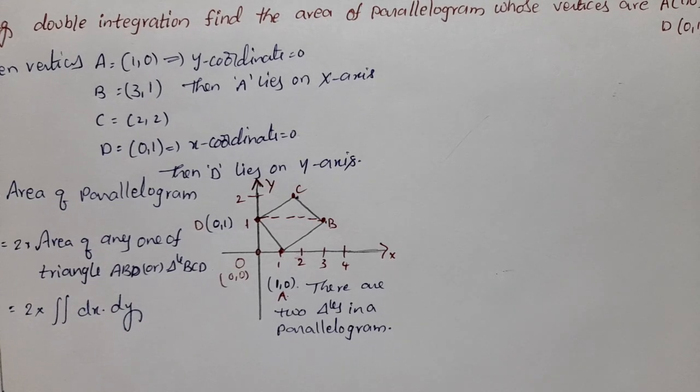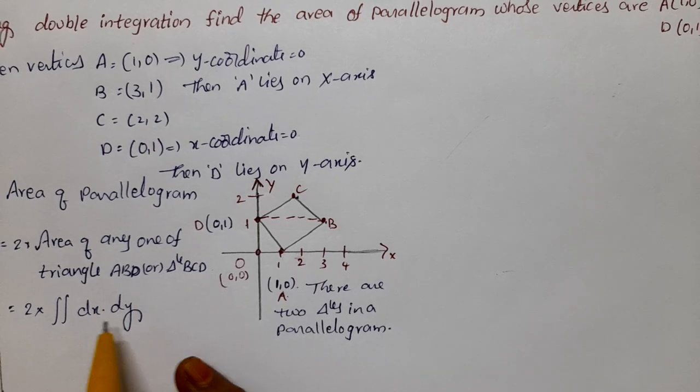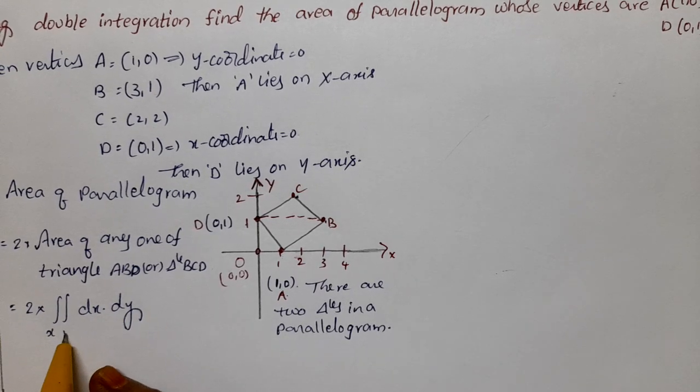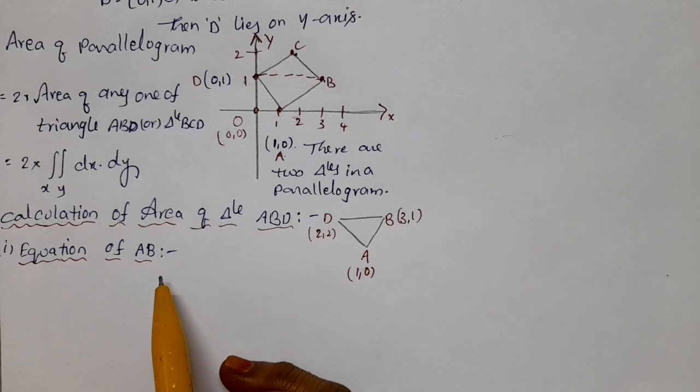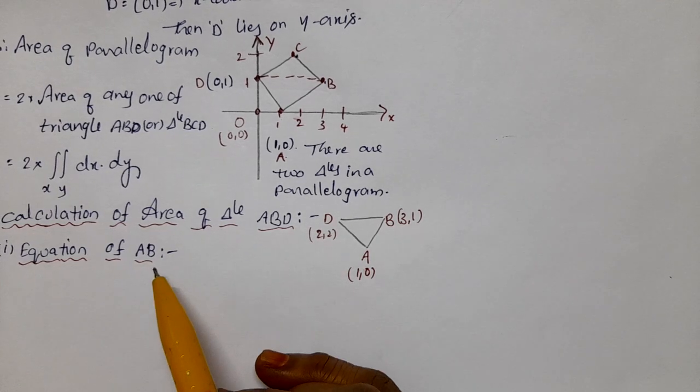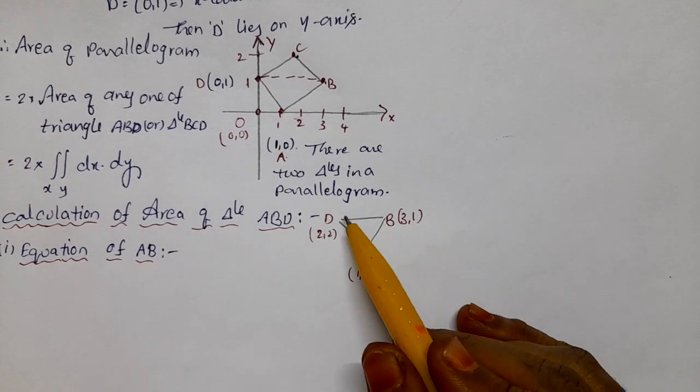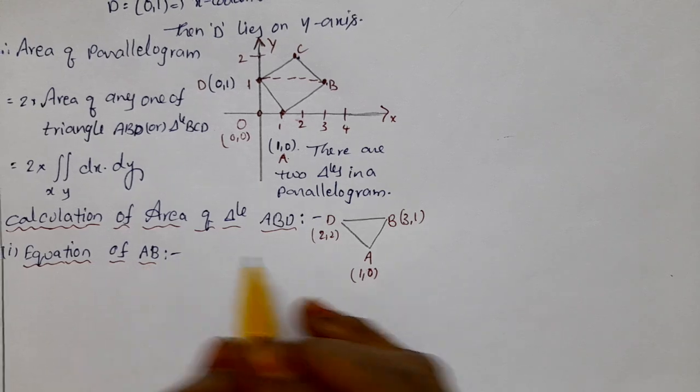In polar form, double integral r dr d theta. In Cartesian form, double integral dx dy. Here the limits are x and y. We have to calculate the limits of x and y. First we have to calculate the equations of sides AB and AD. Equation of AB.